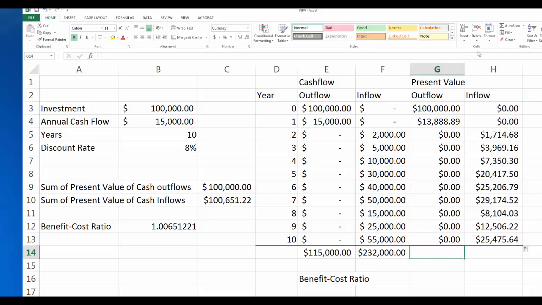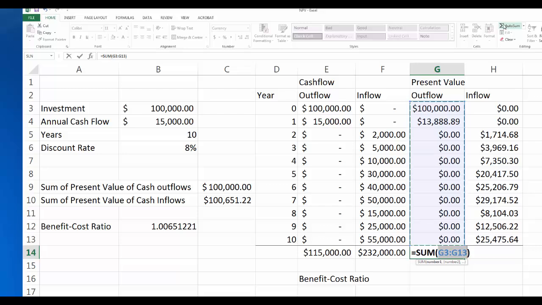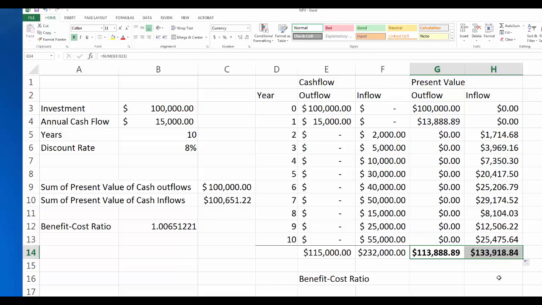Now I'm just going to use the auto sum function to sum those. And then I'll drag that over. Now I went ahead and put that in bold because I want it to jump out at you. I wanted you to really see that number, because that's the number we're looking for here. It is the sum of the present value of the cash outflows and the sum of the present value of the cash inflows, where the inflow is the benefit you get from purchasing this asset, and the outflow is the cost of purchasing and operating this asset.